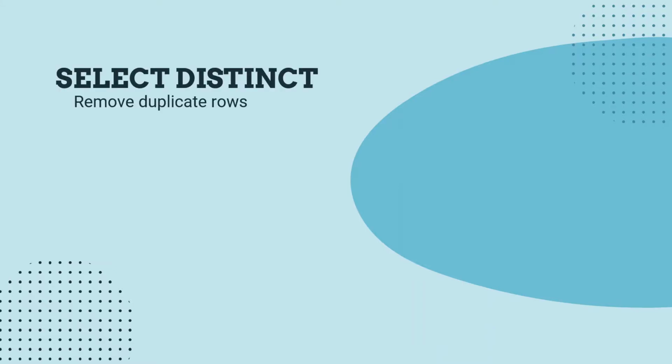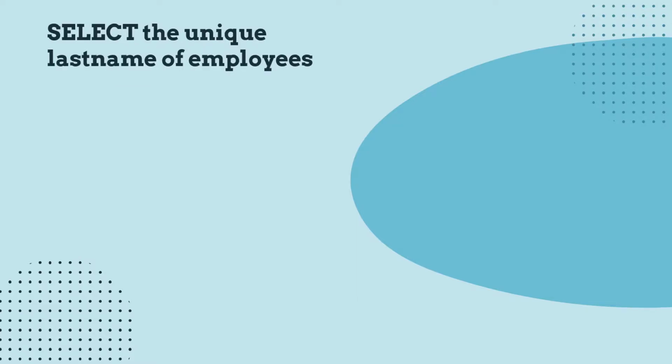When querying data from a table, we may get duplicate rows. In order to remove these duplicate rows, we can use distinct clause in the select statement. The syntax of using the distinct clause is select distinct, then select list, from, and then table name. Let's take a look at a simple example of using the distinct clause to select the unique last name of employees from the employees table.